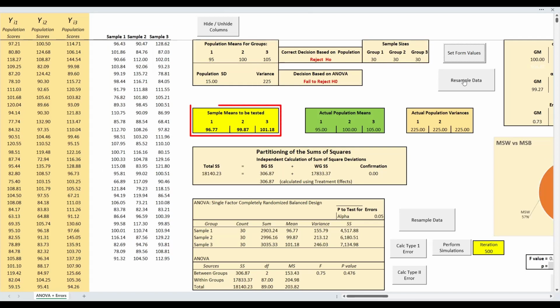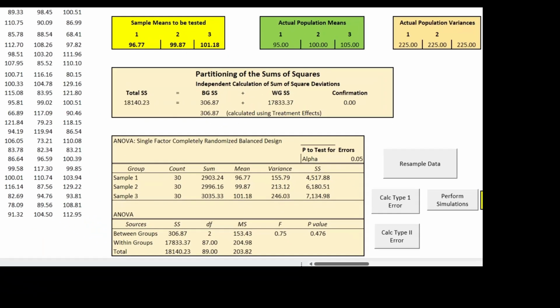The means of the three random samples of size 30 that the simulation produced are 96.77, 99.87, and 101.18. As expected, these values differ from the means of the populations from which they were drawn due to sampling error. The same is true for the sample variances. We will now discuss the results of this ANOVA.